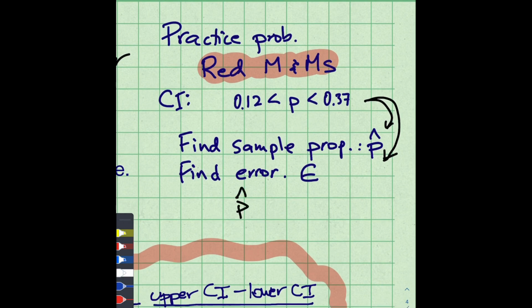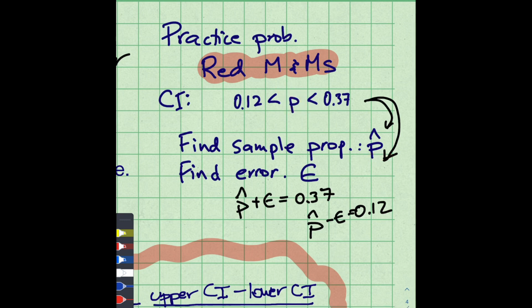Because remember, if I take p hat plus the error, that should give me 0.37. And p hat minus the error should give me 0.12. So that means if I take these two numbers and find the average of them, right? What's the middle?